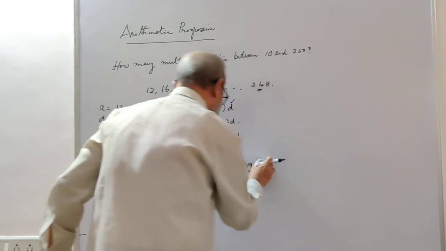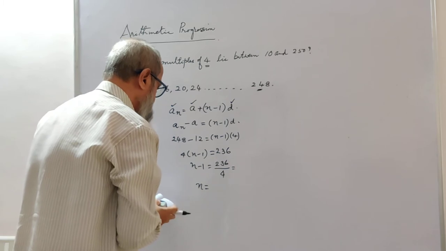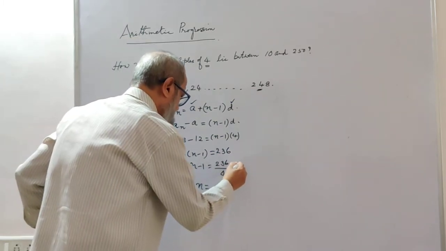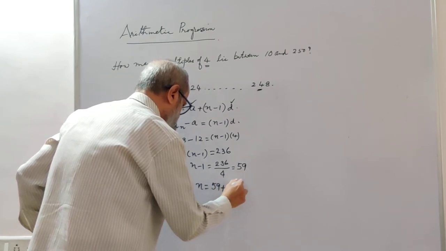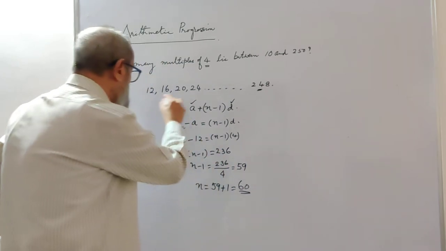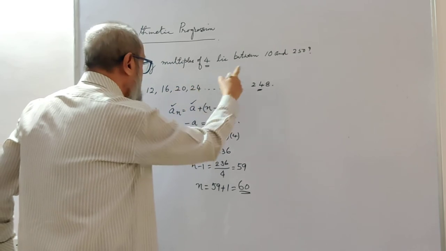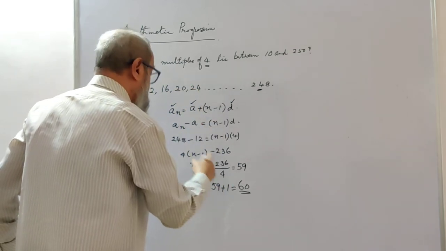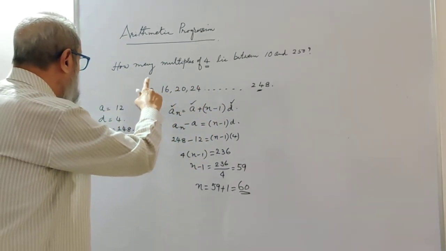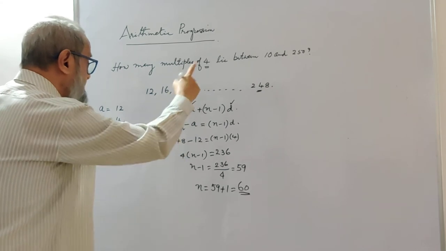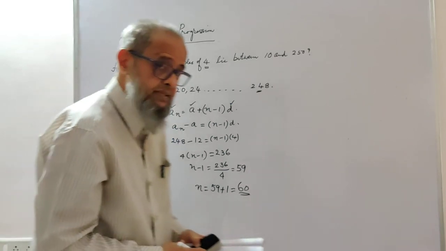This is not 509. This is 59. So it will be 59 plus 1. That is 60 terms. So this progression, this AP, has 60 numbers which are multiples of 4 between the numbers 10 and 250. There are 60 numbers which are multiples of 4 lying between 10 and 250. That is the answer. That is how the answer is to be given.